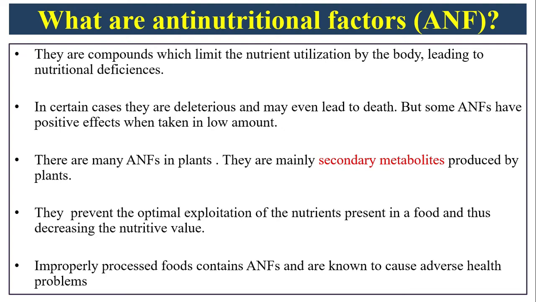There are many ANFs in plants. They are mainly secondary metabolites produced by the plants. They prevent the optimal exploitation of the nutrients present in a food and thus decrease the nutritive value. Improperly processed foods contain anti-nutritional factors and are known to cause adverse health problems.